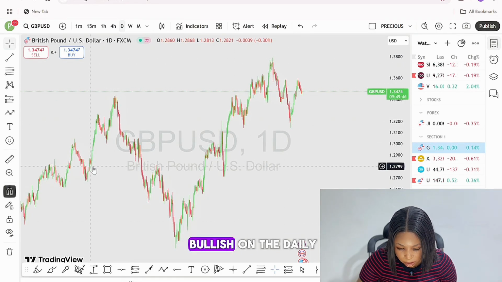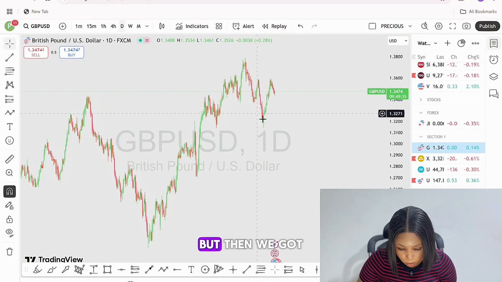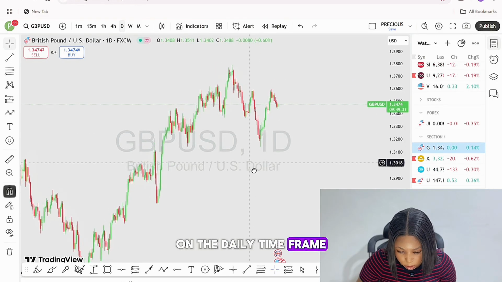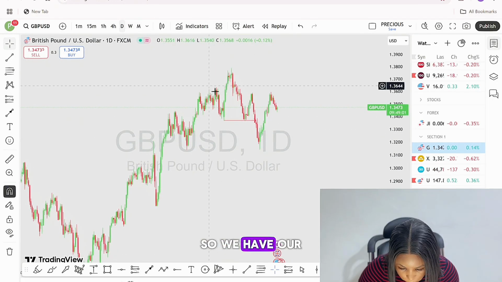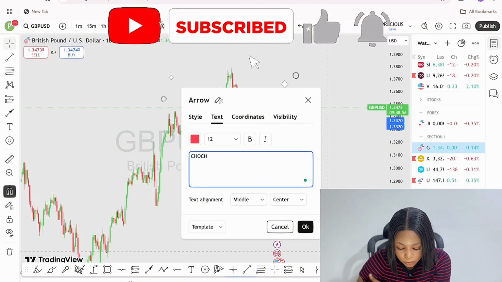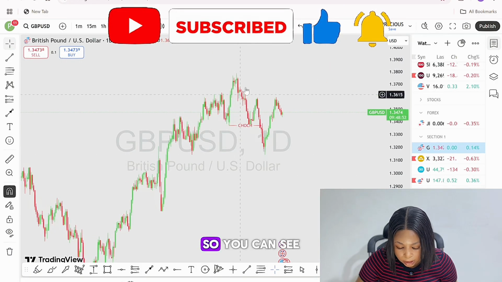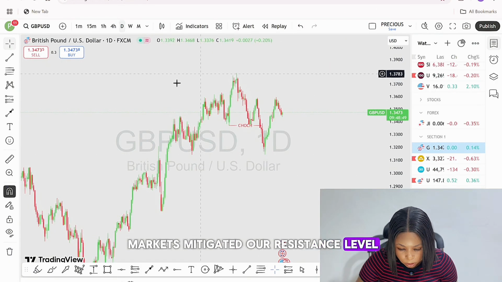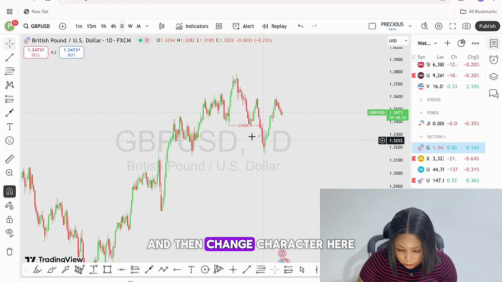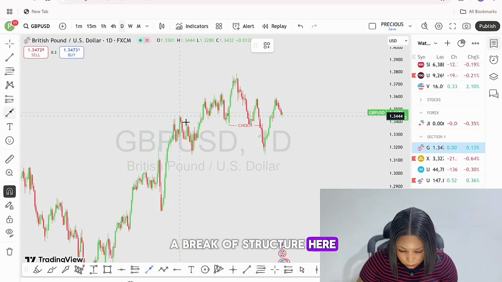Now we are still bullish on the daily time frame because we're having structure to the upside, but then we got a change of character here on the daily time frame. So we have our break of structure, our change of character here on the daily time frame. So you can see market mitigated our resistance level where we marked it on the monthly time frame, and then change character here, and we have a break of structure here.